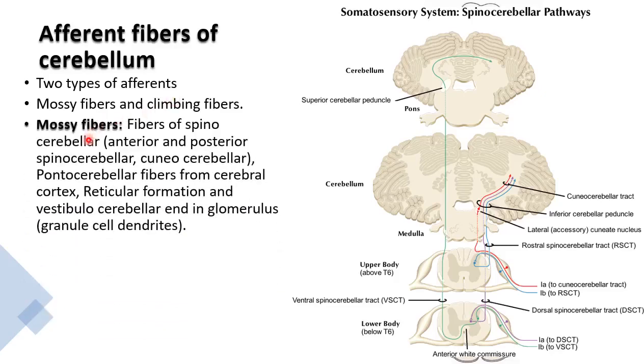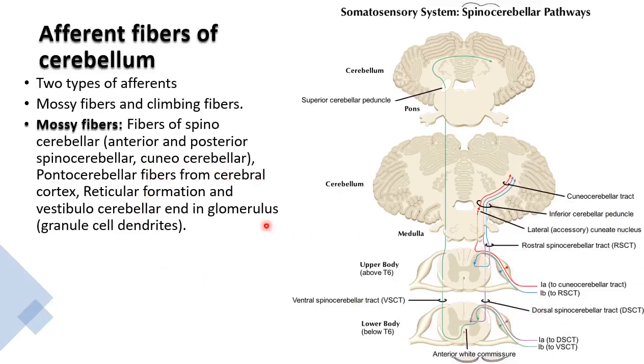Coming to the mossy fibers, the fibers from the spinal cord are the spinocerebellar fibers, that is, your dorsal and ventral spinocerebellar tracts. You are able to see them entering the cerebellum. The ventral spinocerebellar tract alone enters the cerebellum via the superior cerebellar peduncle, whereas the others enter via the inferior cerebellar peduncle, mainly your dorsal spinocerebellar and cuneocerebellar tracts. So they are from the spinal cord. Okay, so they are the mossy fibers.